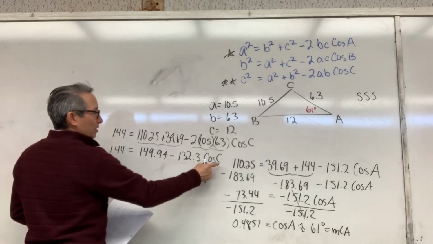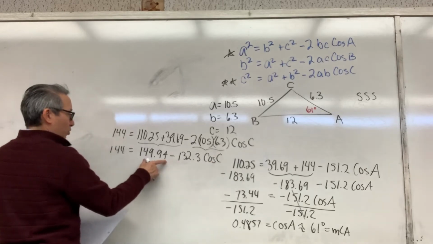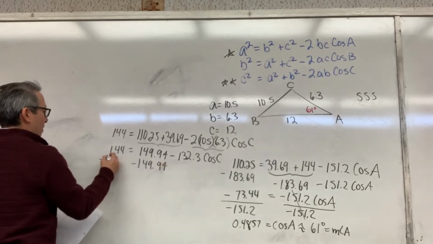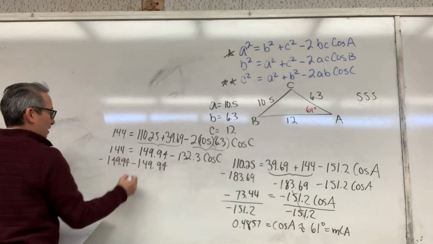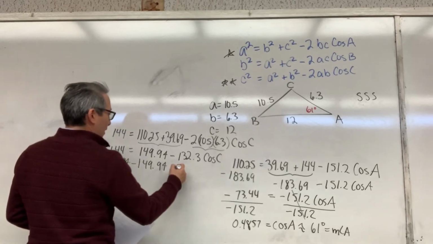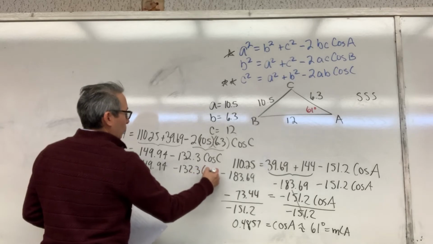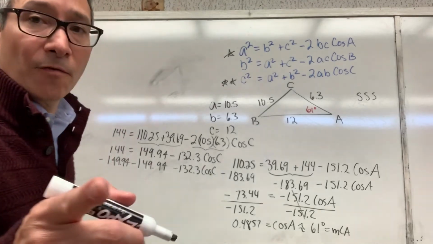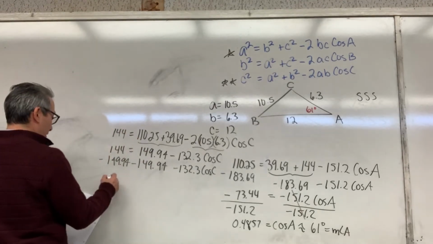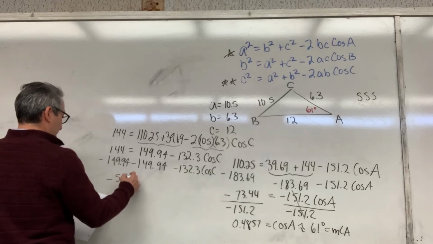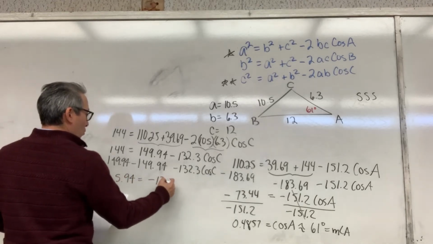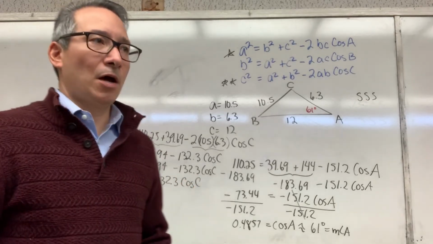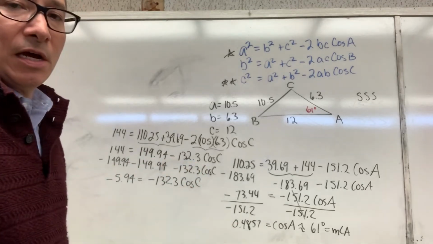Again, just cleaning this up here. This is attached to this, it's a product, so I can't subtract this out, but I can subtract this up. So I will subtract 149.94 from this side and minus 149.94 from this side. I still have my 132.3 cosine C. Well, what does this look like if I subtract 149.94 from this side? I get the following. Negative 5.94 is equal to negative 132.3 cosine C.